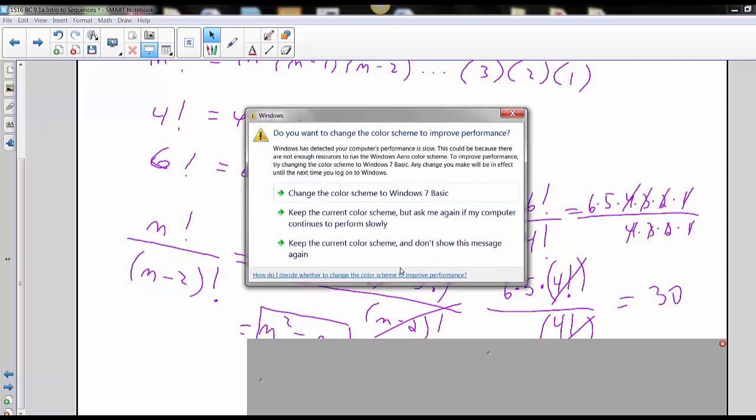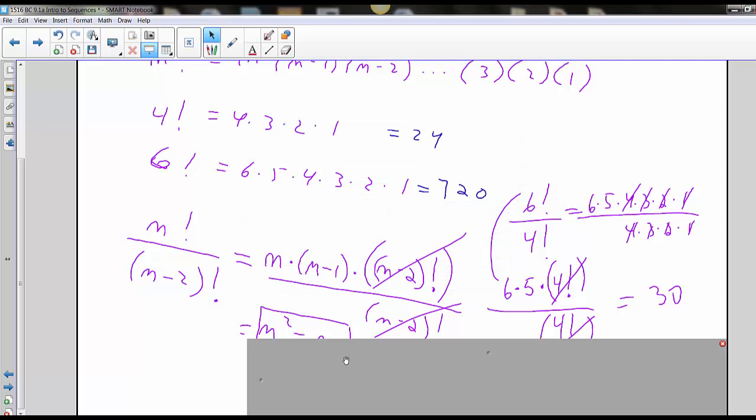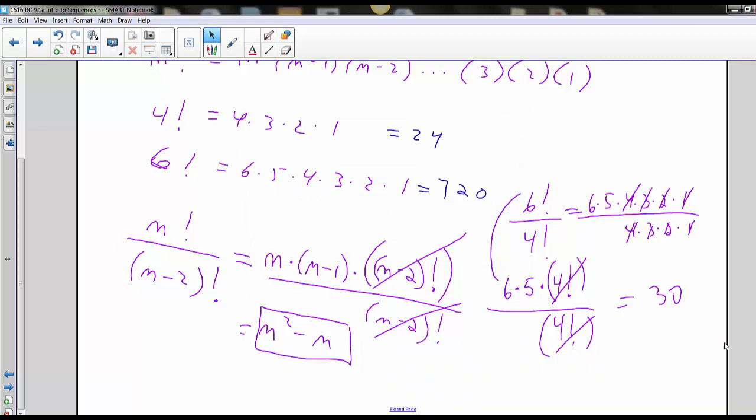So what then happens is we can cancel out those two n minus 2 factorials, and that means the expression is actually equal to n squared minus n.